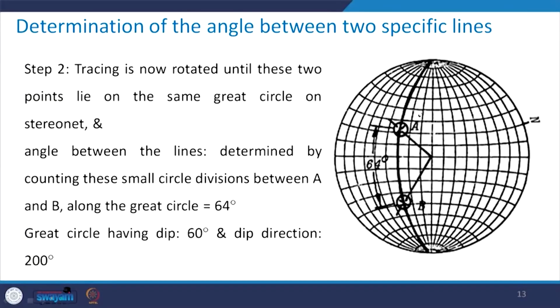Now, how to determine the angle between these two lines? What is done in this case is, we need to rotate the tracing sheet in such a manner that these 2 points which we have marked A and B lie on the same great circle. And then we measure how many intervals are there between these 2 points along that great circle, not along horizontal direction, not along vertical direction, but along that great circle. That angular distance is going to give us the angle. Let us see how we do that.